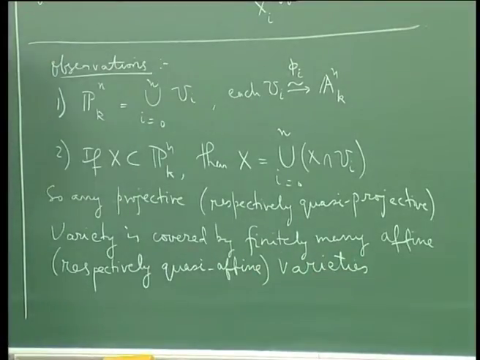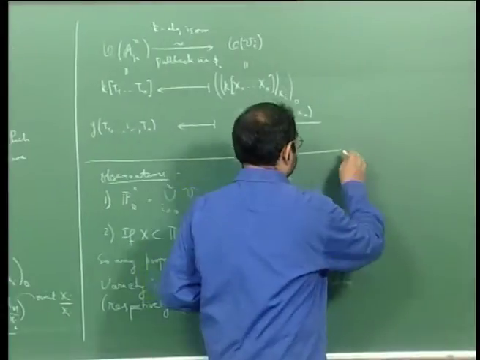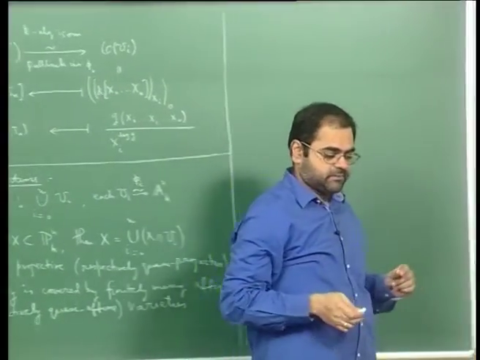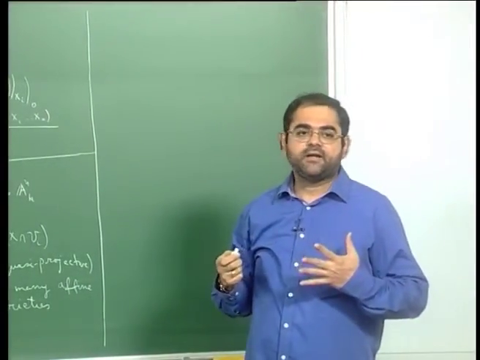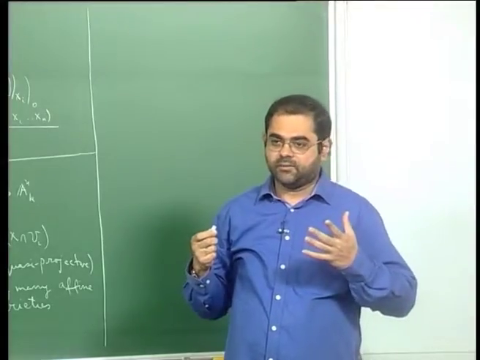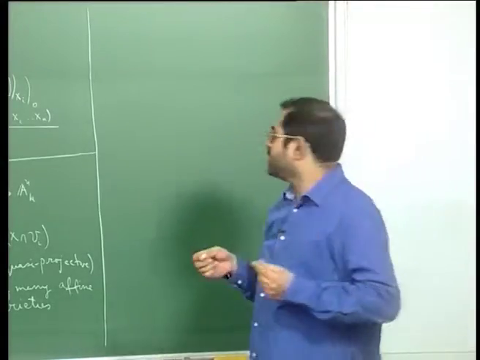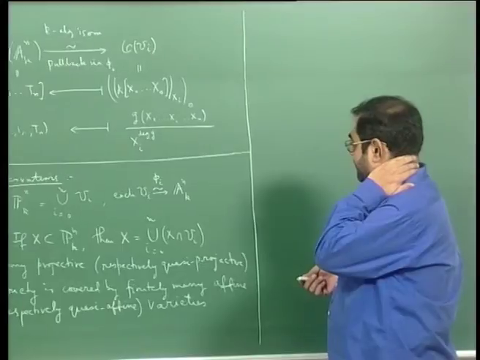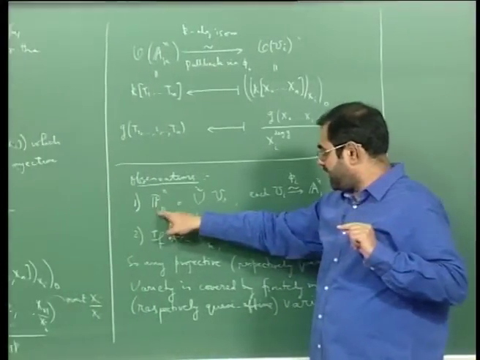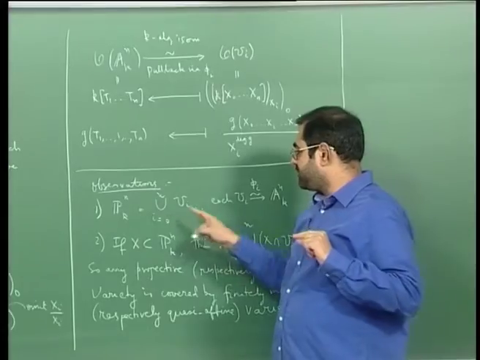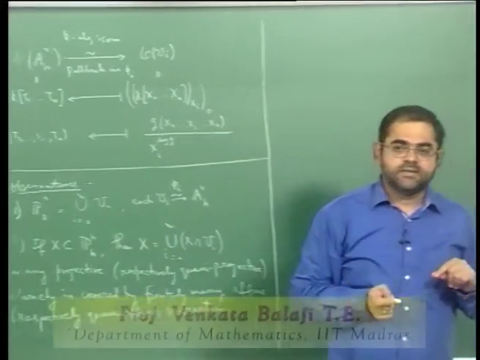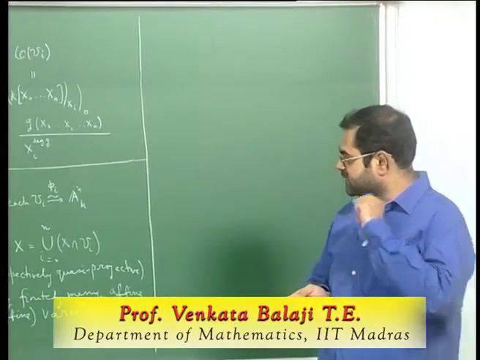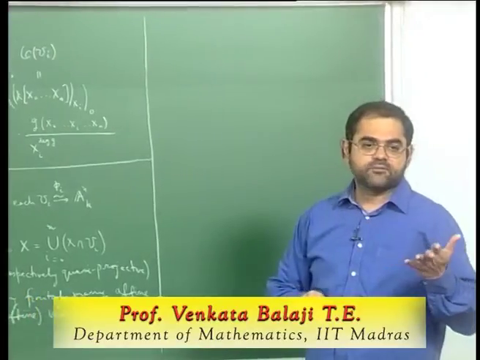And the most important thing is that any variety is therefore a finite union of open subsets each isomorphic to an affine variety. If you take Pn, or a projective variety, it's very clear by the first two remarks that it is certainly a finite union of affine varieties. The only case that one has to cover is the case of quasi-projective or quasi-affine varieties.